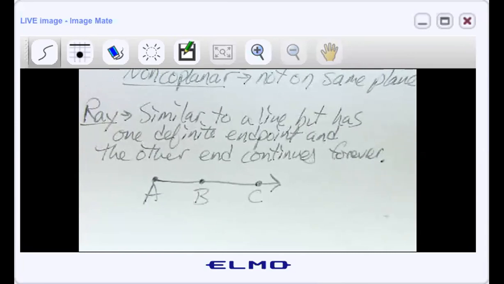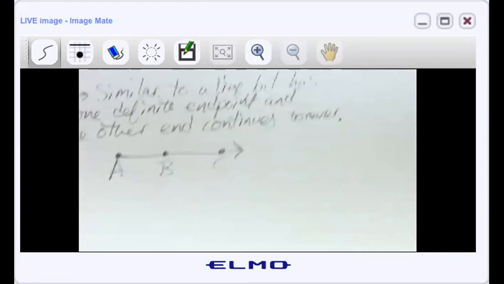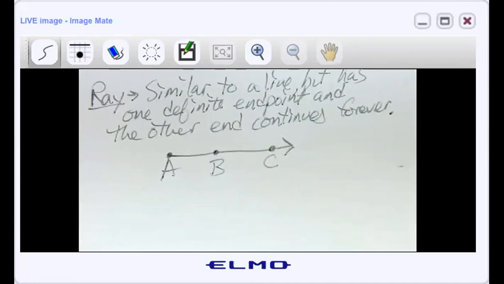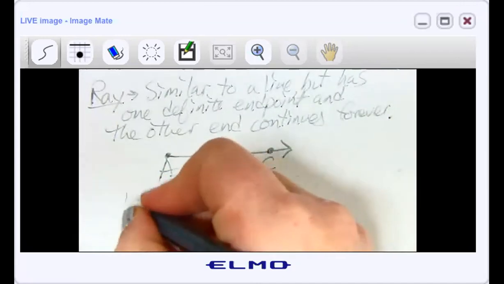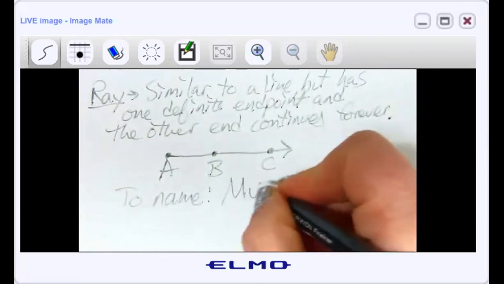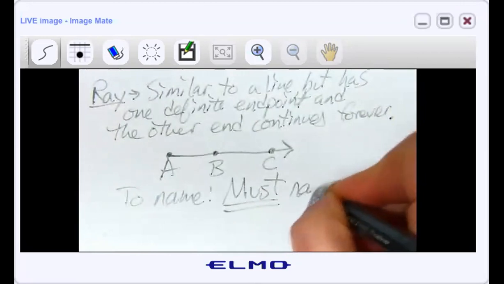All right. So here's the thing with naming rays. You don't get as much liberty as with everything else. You don't get to do it in exactly any order you want. You have to start with the endpoint. That's the biggest deal. The other point, you get to name whichever one you want, but the endpoint has to be first. To name a ray, this is crucial, you must name the endpoint first.